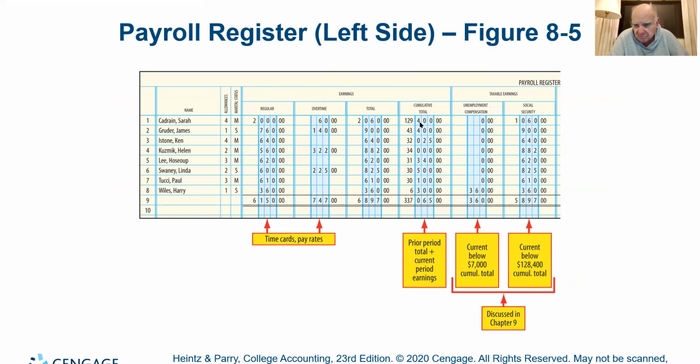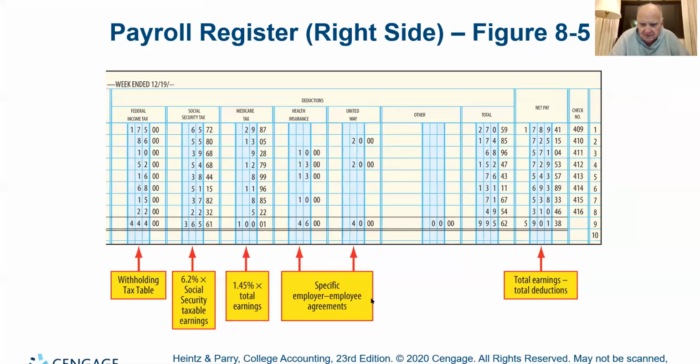Cumulative total. I skipped this, and this is real important. Cumulative. Before this payroll, remember that famous number I asked you to write down? 127,340. She was at 127,340, and now at the end of this payroll, she went up to 129,400. Again, the difference between 129,400 and the 128 number is your 1060. Okay. And that is your payroll register.